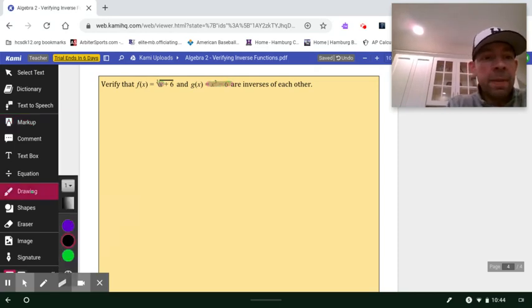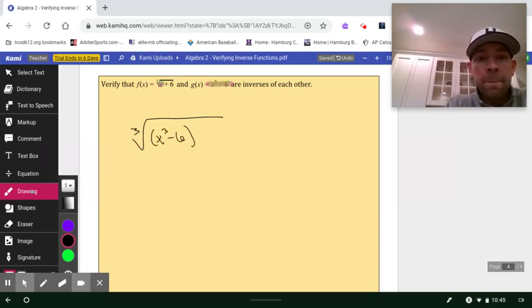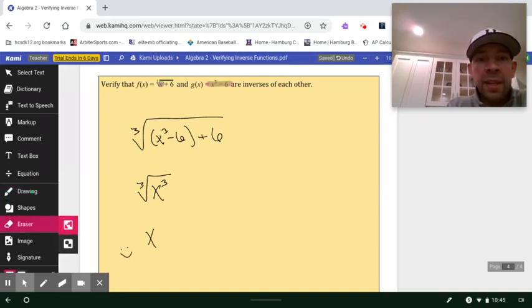All right. So let's say the cubed root of, replace your x, and then start simplifying. So the first thing that cancels now is the 6s. And then the cubed root of x cubed, the cubes cancel, and you're left with x, which is a great thing.